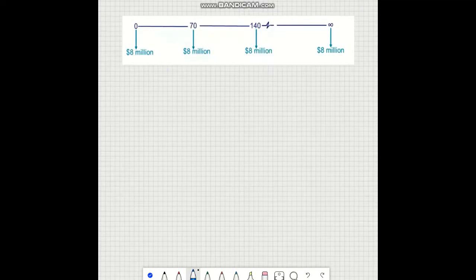Let's say we have a case that a company, like the government, one country's government, made a deal with a company for the highway, and for this highway, this government needs to pay the initial cost of 8 million. Then after 70 years, they need to pay again 8 million. Then every 70 years, they need to pay 8 million.